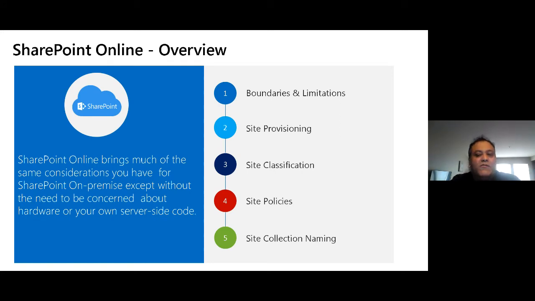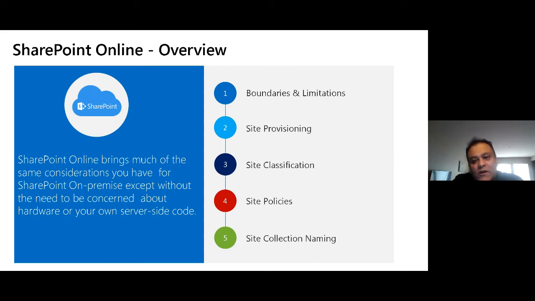Of course, you have to have site policies in place. How long does the site exist for? When does something become a record? What happens when, let's say, personal PII data is accidentally uploaded?